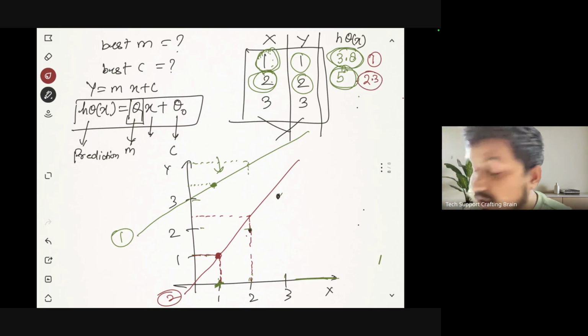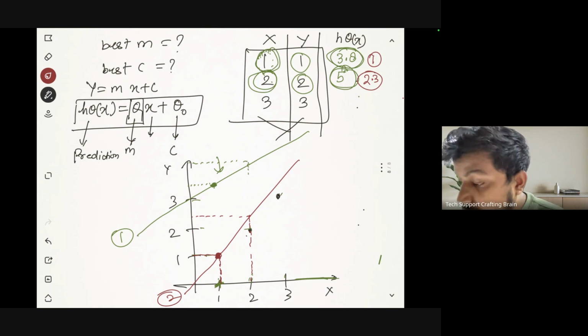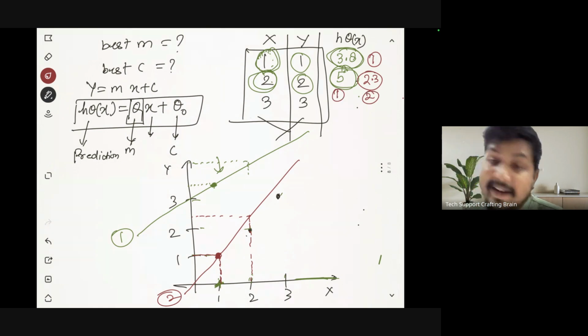Now I'm asking you one thing, and that question is very, very important for solving this. This was our first line, and this was our second line right now.